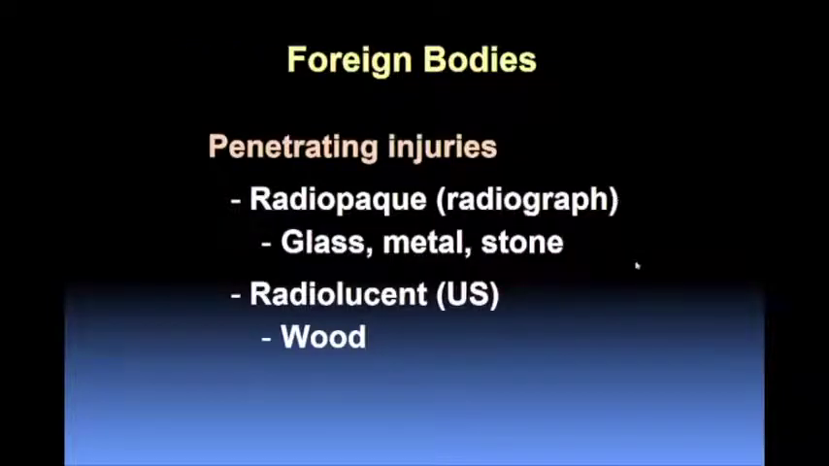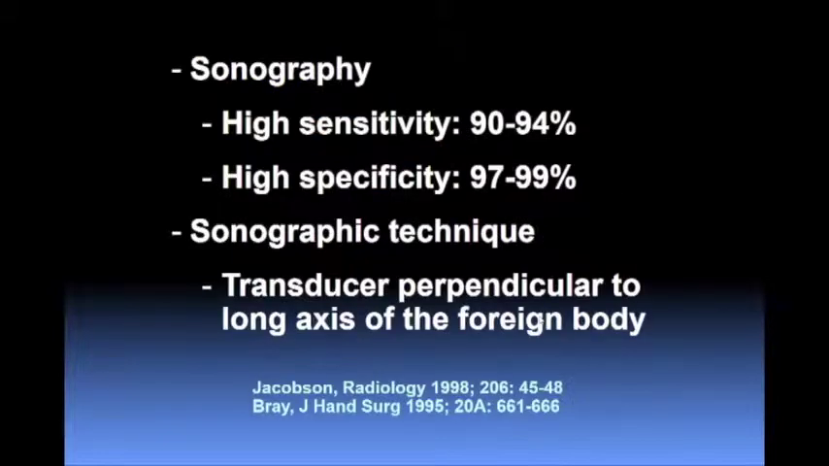Another thing we're good at is looking for foreign bodies. People have accidents, things penetrate into their fingers. If it's radiopaque, you can see it with a radiograph, and that includes glass, metal, and stone. But if they're tiny, tiny little fragments, you're not going to see it on a radiograph. And then wood is radiolucent, so that's where ultrasound can be very helpful.